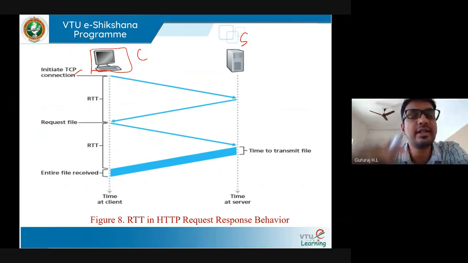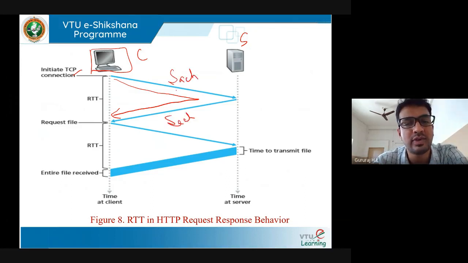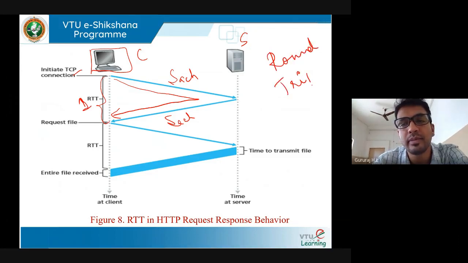To fetch the data from the server, it will take one RTT to operate with one operation. For example, I'll search for a Sachin Tendulkar image and I'll get the photo of him. I'll call this one request and one response. This complete time is called one RTT, or else we can also call it round trip time.